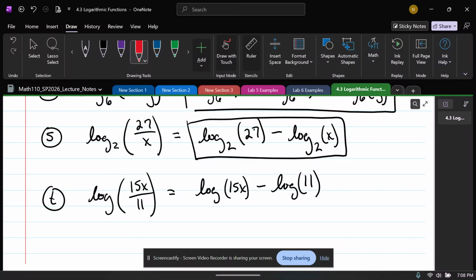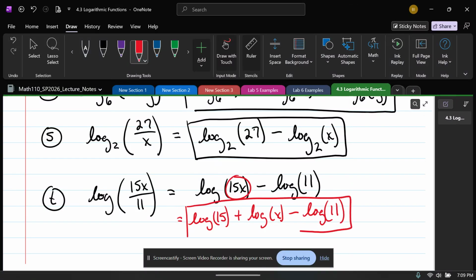Now I look to see, can I break that up? And this guy has got a multiplication together. So I want to break that apart to be log of 15 plus log of x minus log of 11. And if we put the base 10, it doesn't matter. If you wrote the 10 down there in the base, you don't have to, but you can if you want. Helps you. Okay. So that one kind of mixed together the multiplication and division properties.